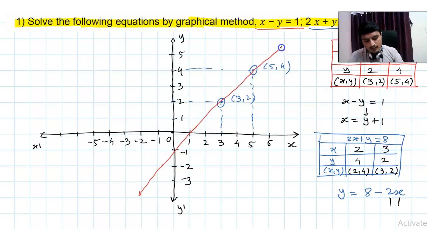And let us try to put the equation of that line. We have x minus y equals 1. Now the next line we have, 2x plus y equals 8.